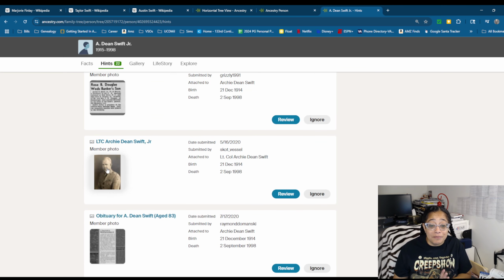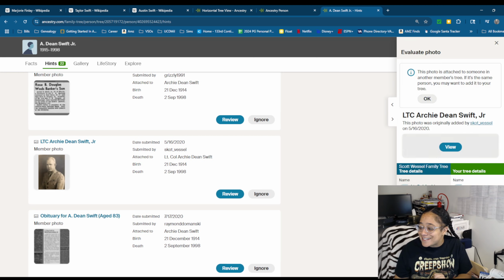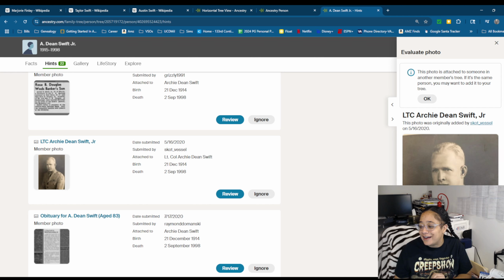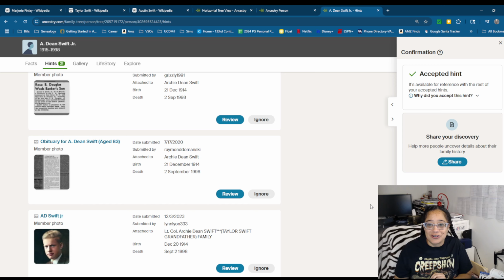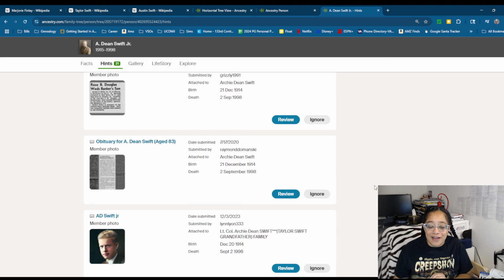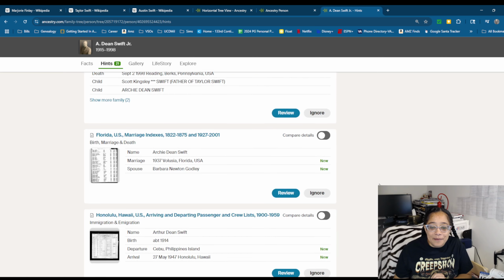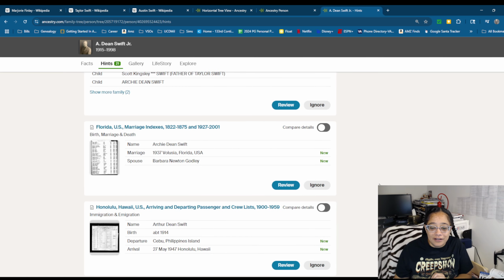But this is going to be my favorite picture by far, so I'm going to go ahead and add it: Lieutenant Colonel Archie Dean Swift. Oh my gosh, look at how gorgeous he was. Oh yeah, definitely, Taylor got some looks from him for sure. So now that's been added, and then I'm going to go down here.